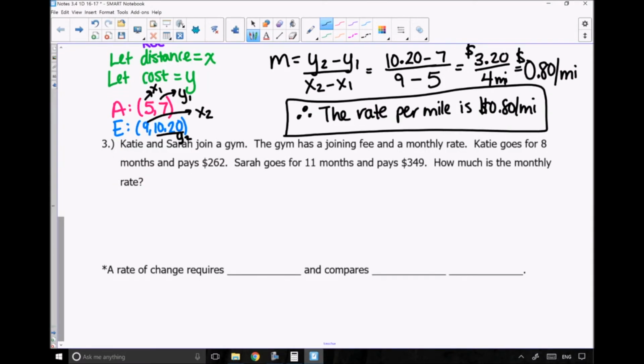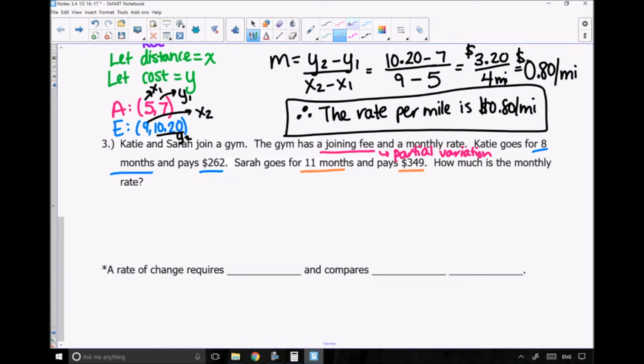Okay, so let's look at question number 3. We've got one more to go, and then we'll fill in the blanks, and then we'll be done from there. So Katie and Sarah join a gym. The gym has a joining fee, therefore we have partial variation because we have an initial fee, and a monthly rate. Katie goes for 8 months and pays $262. Sarah goes for 11 months and she pays $349. How much is the monthly rate?